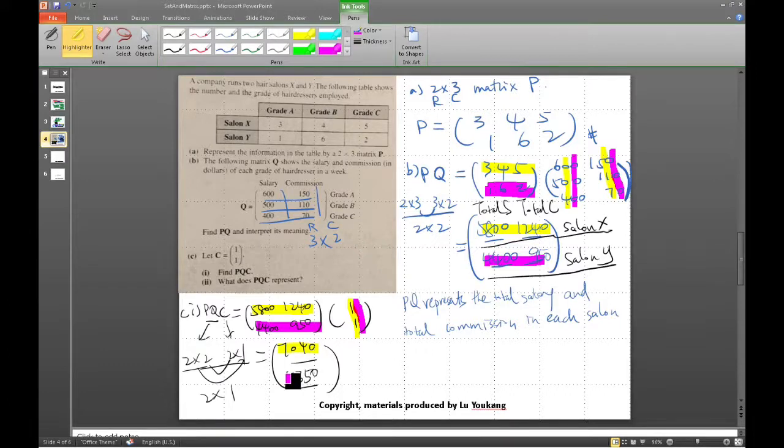And you are asked to interpret PQC. As you can see, the first term of PQC is the total money, which is salary plus commission for salon X, while the second term, the below term, 5350, is the total money earned or collected by salon Y.